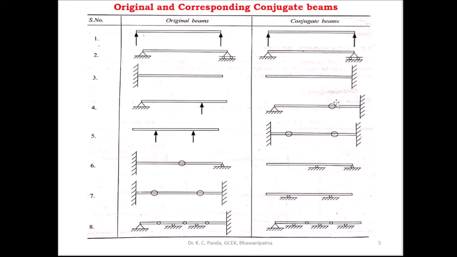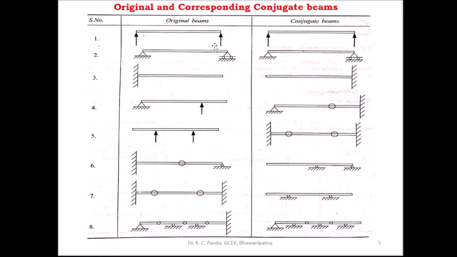Then look at this figure. Here this is the relation between the original and corresponding conjugate beams. So this is the original beam and this is the conjugate beam. In this figure, if the original beam is a simply supported beam, you have to take the conjugate beam also simply supported.